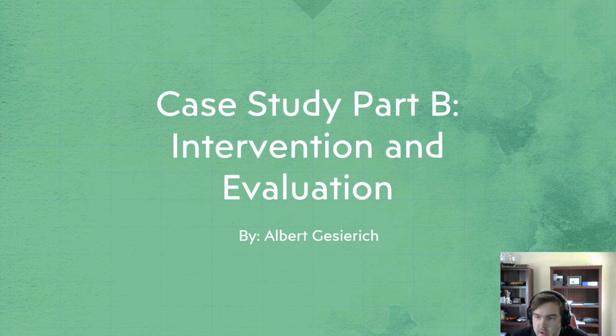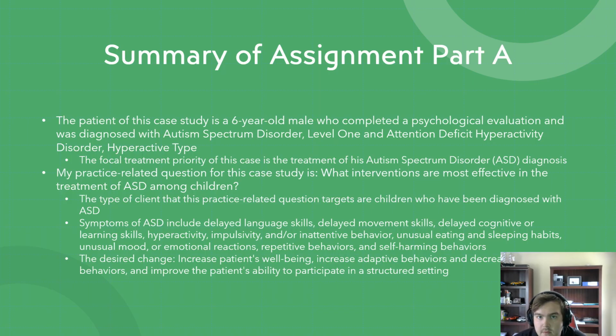I'll be talking about my case study, give you kind of a summary, and then run you through what intervention I think is best and why. So a summary of my assignment, the patient of this case study is a 6-year-old male who completed a psychological evaluation and was diagnosed with autism spectrum disorder level 1 and attention deficit hyperactivity disorder, hyperactive type. The focal treatment priority of this case is the treatment of his autism spectrum disorder diagnosis.